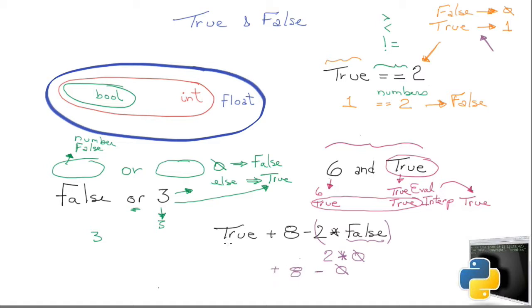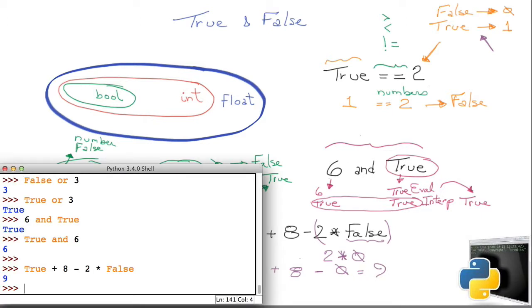We need to evaluate the true. That's going to be converted to the number 1. So what we have is 1 plus 8 minus 0, and that's going to be equal to 9. Let's see if that happens properly. And what you can see here is true plus 8 minus 2 times false gives us 9.